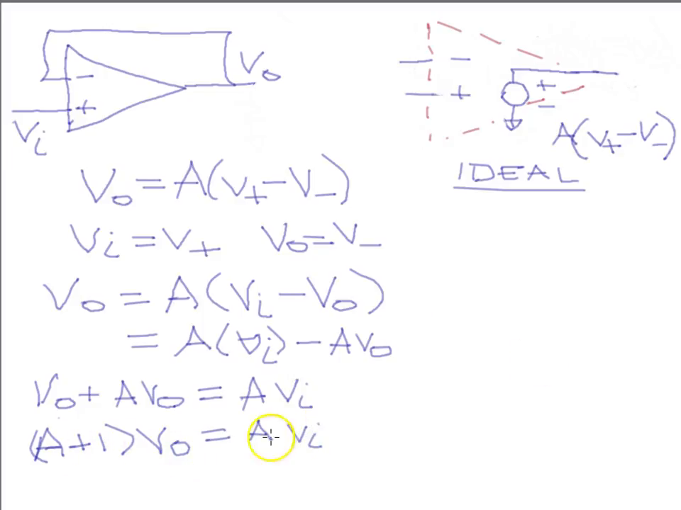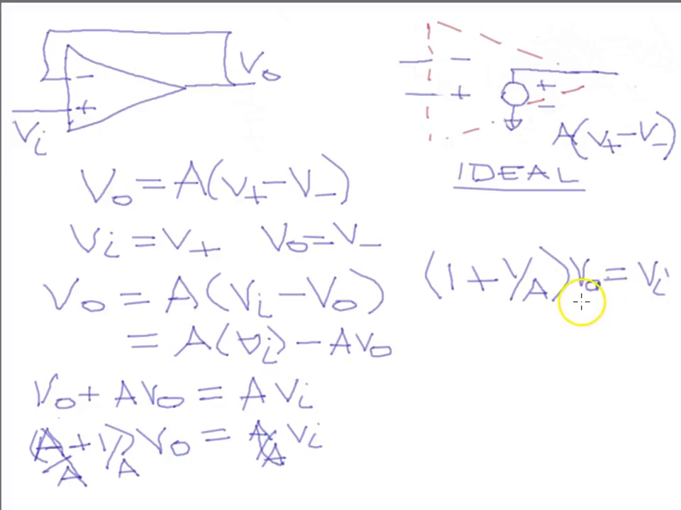Now I'm going to divide both sides of this equation by the gain A. This will make it a little bit easier to see the relationship between the input and output voltage. So divide both sides by A. Of course, the A's cancel here, and they cancel here. So that's going to leave me with this equation. 1 plus 1 over A multiplied by the output voltage equals the input voltage.